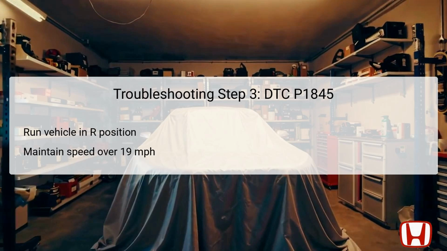In this step, the technician will run the vehicle in the R position or reverse mode. It is crucial to maintain a speed of over 19 miles per hour, 30 kilometers per hour, for a minimum of 5 seconds during this test. Running the vehicle in this manner allows the transmission control module to receive real-time data from the CVT drive pulley speed sensor, assessing its performance in actual driving conditions.